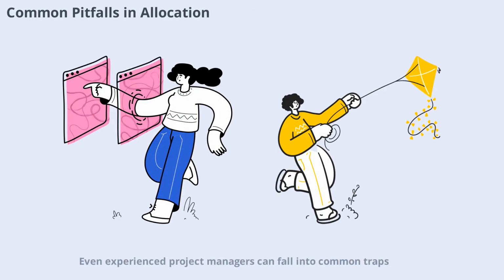Even experienced project managers can fall into common traps such as overcommitting resources, failing to update plans, or ignoring team feedback. Being aware of these pitfalls helps you avoid them and keep your project on track. Regular reviews and open communication are your best defenses.